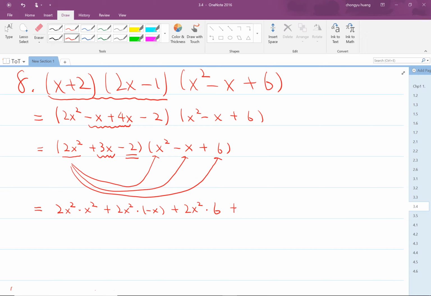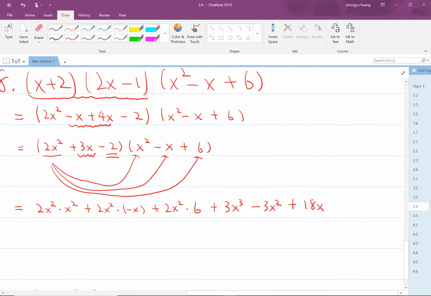So we have 3x multiply x to the power 2. So it's 3x to the power 3, right? And then we have 3x multiply negative x, so it's going to be negative 3x to the power 2, right? And then we have positive 3x multiplied by 6. It's going to be 18x, right? So now we're actually done with 3x.